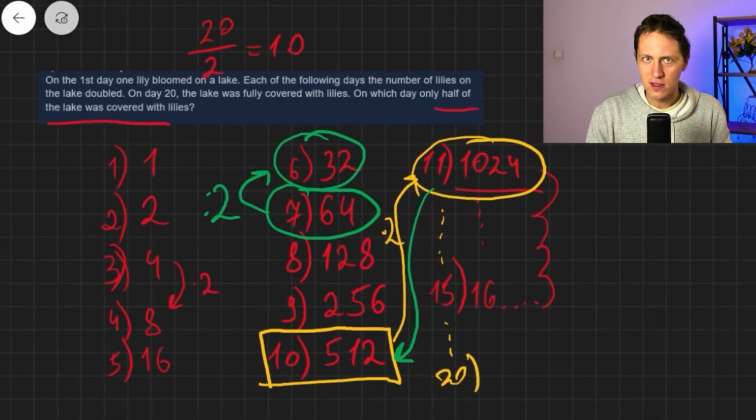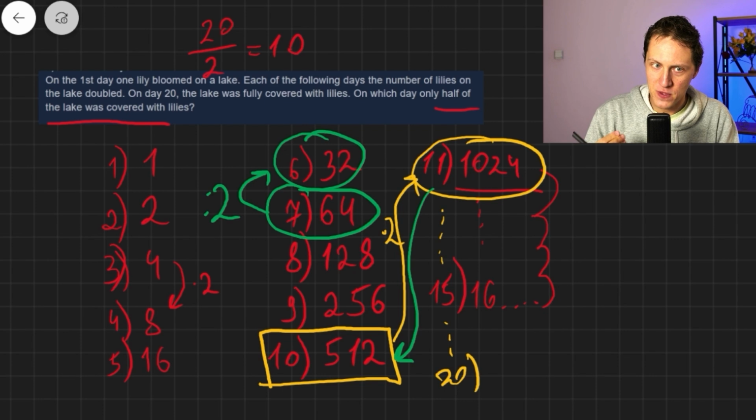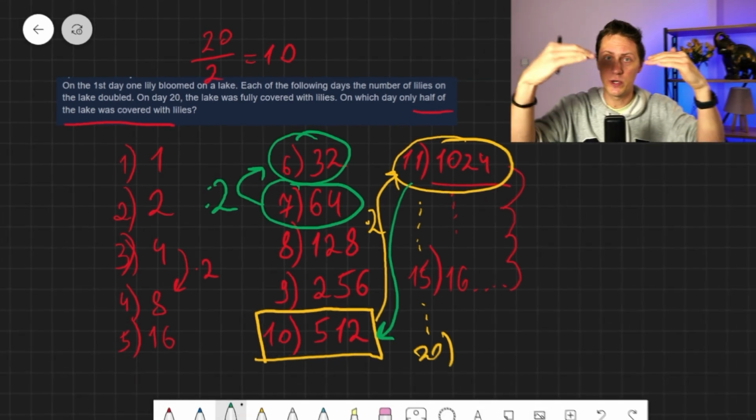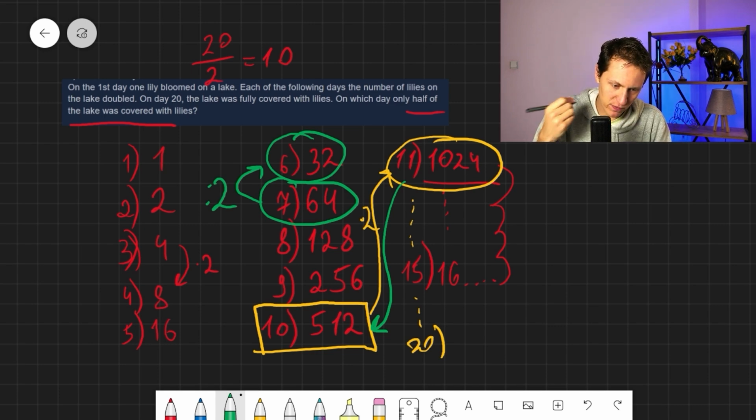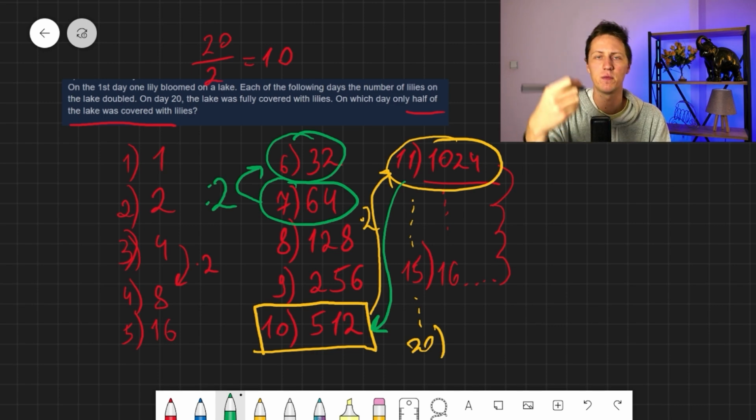This would mean that if the lake is totally covered by lilies on day 20, what is the day that the lake is covered by lilies only in half? Just try to reverse one day from the last day.